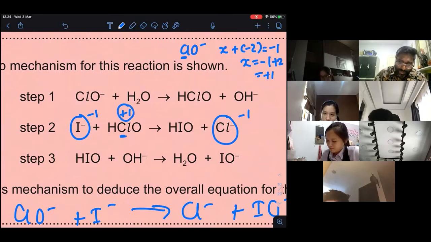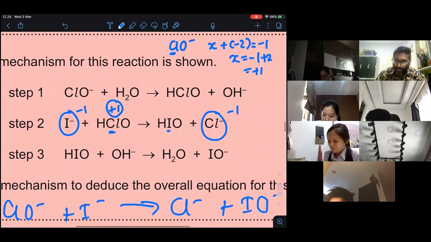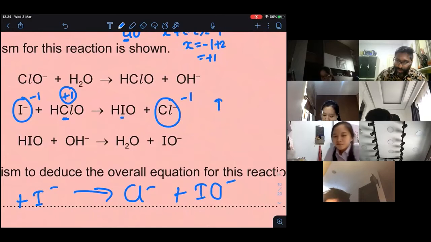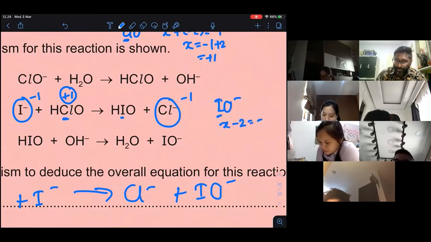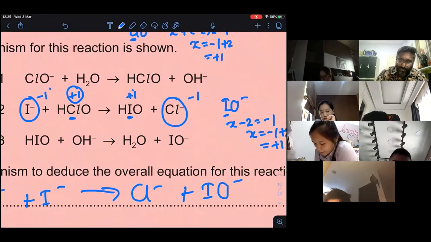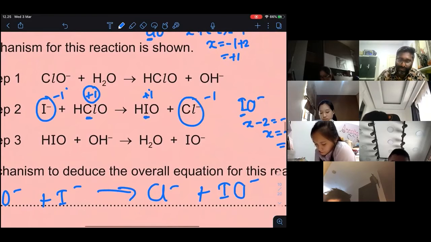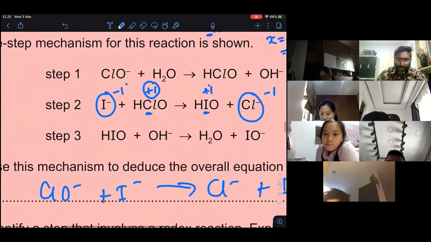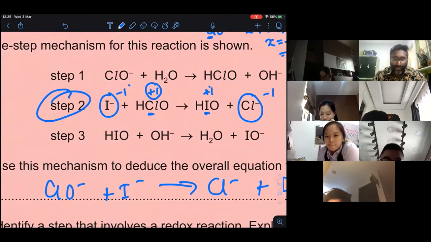So you can see Cl goes from +1 to -1, so there is reduction. Let's calculate for this I over here. Similarly, H plus, IO minus. If this is X, X minus 2 equals -1, X equals -1 plus 2, so you get +1. From -1 to +1, so it's oxidation. So I know oxidation and reduction, and I found out that step number 2 is going to be redox.